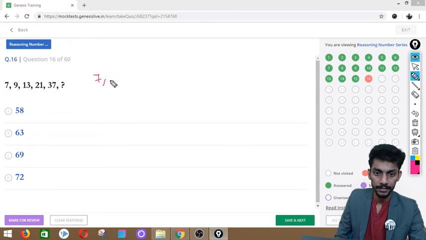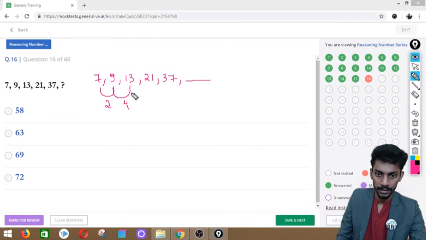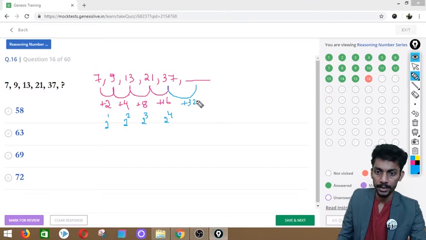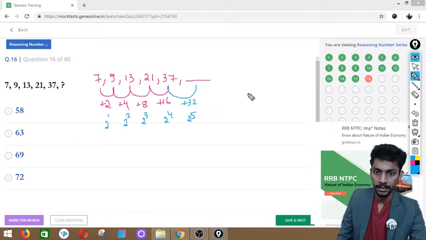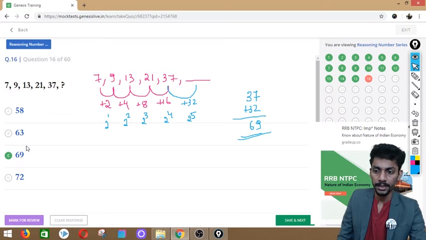The next one is 7, 9, 13, 21, 37, comma, dash. Okay. So here, what is the difference? The difference here is 2, the difference here is 4, the difference here is 8, the difference here is 16. That is plus 2 is added, plus 4 is added, plus 8 is added, plus 16 is added. So what is this? This is nothing but 2 power 1, 2 square, 2 cube, 2 power 4. The next one should be plus 32. Why plus 32? It is 2 power 5. So what is 37 plus 32? It is nothing but 69. That is option C.